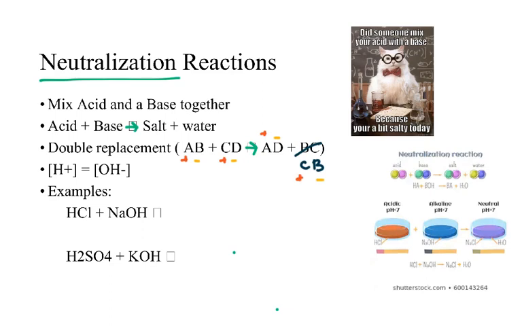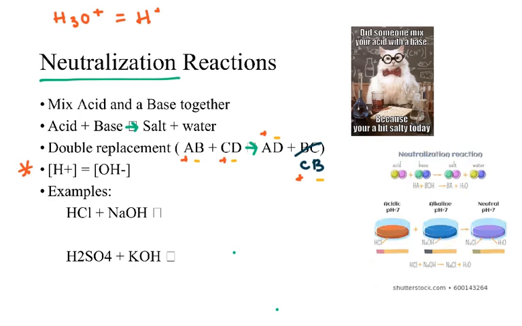So in a neutralization reaction, when something is neutral, the concentration of H plus ions or H3O plus, remember hydronium is the same as H plus ions when we're talking about pH and acids. A neutral solution is when the concentration of H plus is equal to the concentration of OH minus. So let's look at some examples of these.